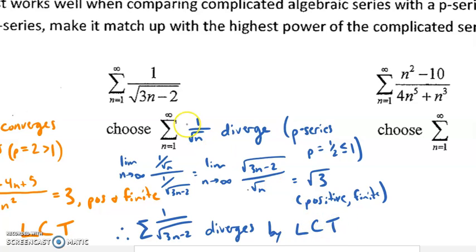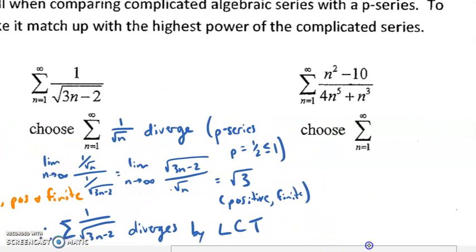So remember, with all of these comparison tests, I said this before, but I'll mention it again, we're always going to compare it, obviously, to a known series. And we have to talk about what we know about that known series. So we're using a different test for that one, and then because of that different test, we can use the limit comparison test. So these comparison tests really do require two different tests.